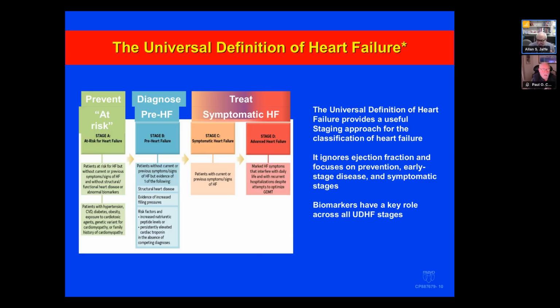The way in which this fits into the thinking of those who do heart failure is shown here. There was years ago a universal definition of heart failure made, and what you had suggested was that those patients who were at risk would be called stage A, those who had structural heart disease but were not symptomatic were stage B, and then stage C and D were those who were symptomatic and who could easily be identified, and they could be classified as heart failure with preserved or with reduced ejection fraction.